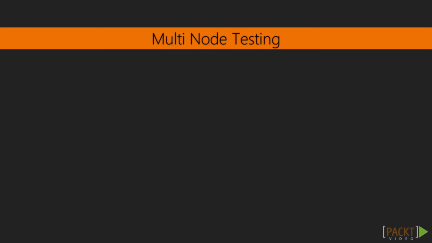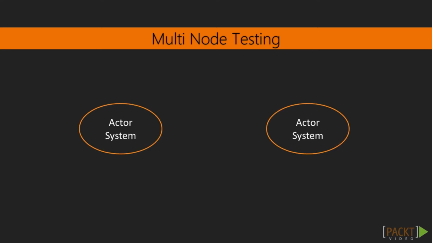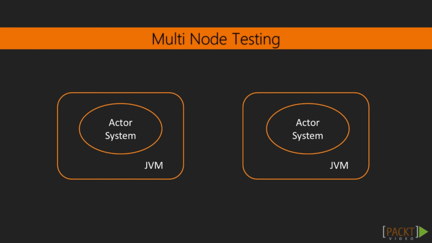Before we start, let's answer the important question. What's multi-node testing? Multi-node testing means we want to run coordinated tests on multiple actor systems in different JVMs, potentially even on different hosts in a network. This means you want to actually execute a test on different JVMs at the same time.